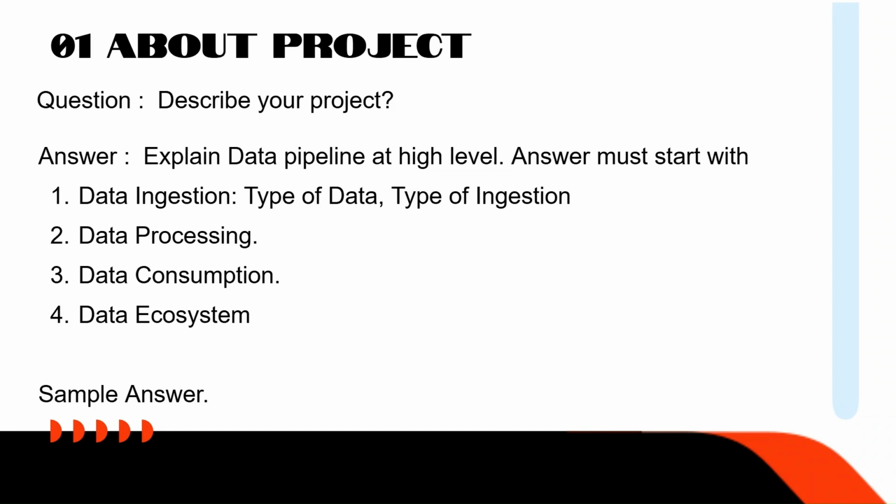Data consumption. The transformed data was then stored in Delta Lake and Snowflake for batch access, and for real-time, the data was shared using Kafka topics and REST APIs. So this implies that you didn't just deal with the batch data, but you also had consumers where the real-time data was consumed.